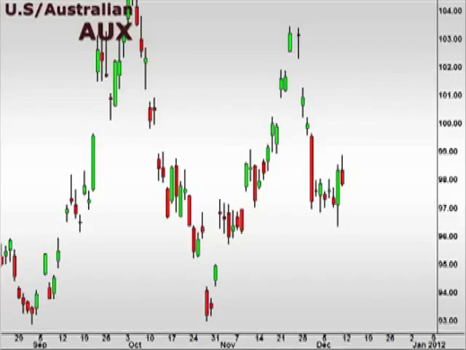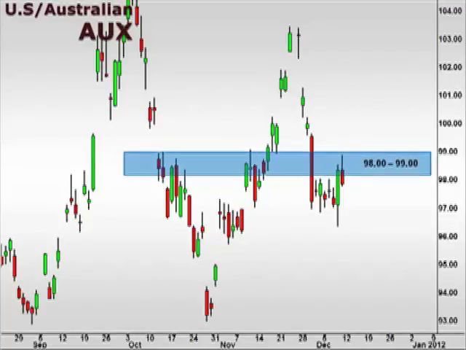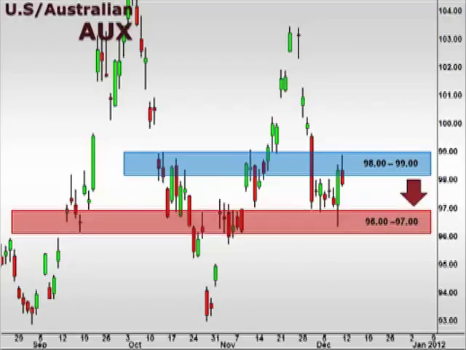Next up, the AUX, the US dollar versus the Australian dollar. Well, the AUX retraced higher to test 99 last week before closing the week below 98. We need to see a break back above 99 to signal a continuation higher. 96-97 should act as a support level this week, and a break below 96 opens the window for a much deeper sell-off.